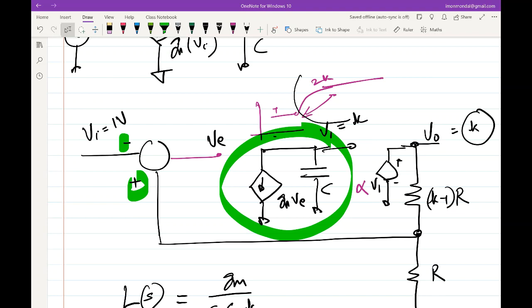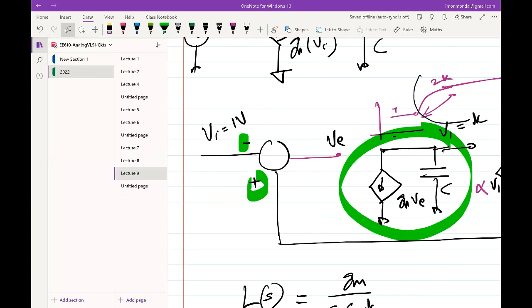Now, if I remove the voltage controlled voltage source, clearly the resistor stack of K minus 1 R plus R, that is KR, comes in parallel to C. Okay, so which means that it will load, and that loading effect is evident.